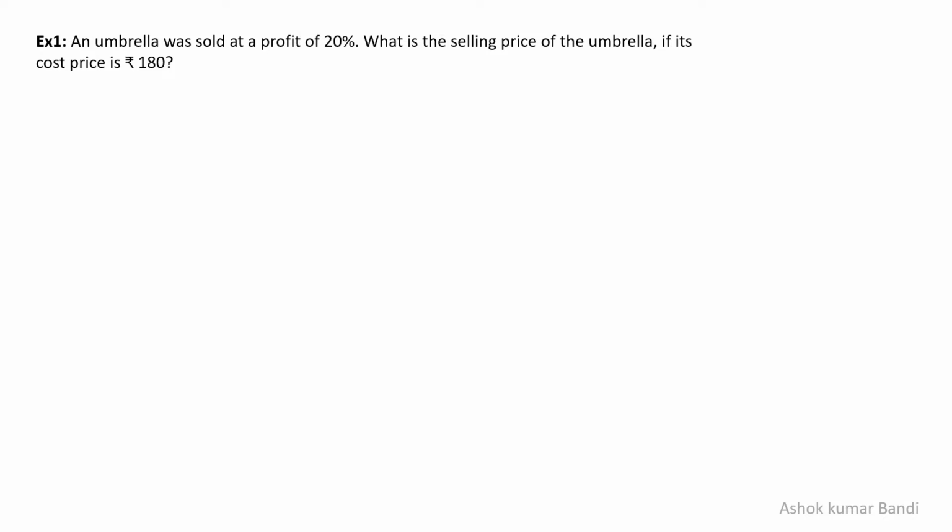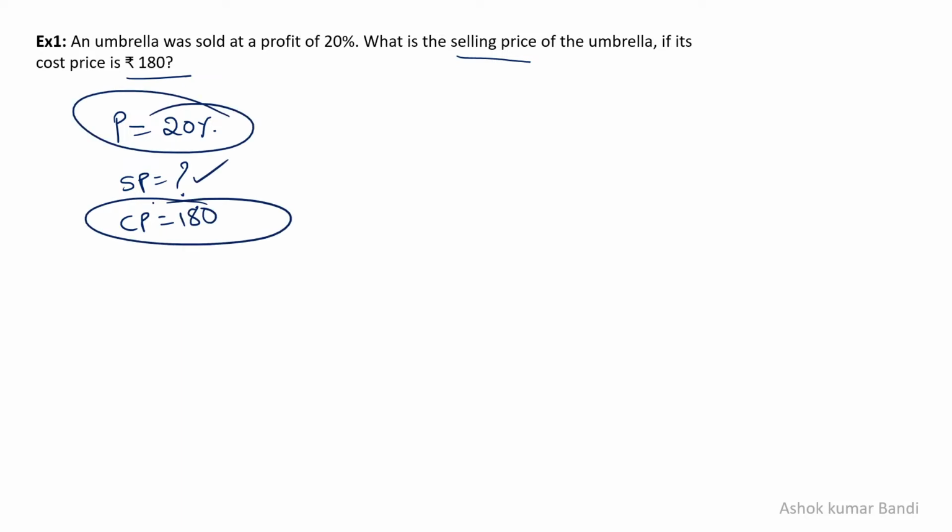Okay, let's solve this one. As you can see, it says that an umbrella was sold at a profit of 20%. So we know our profit percentage is equal to 20. This is not profit, this is profit percentage. And you need to find out the selling price when the cost price is 180. So you want to find out SP, you know the profit percentage as well as your cost price.